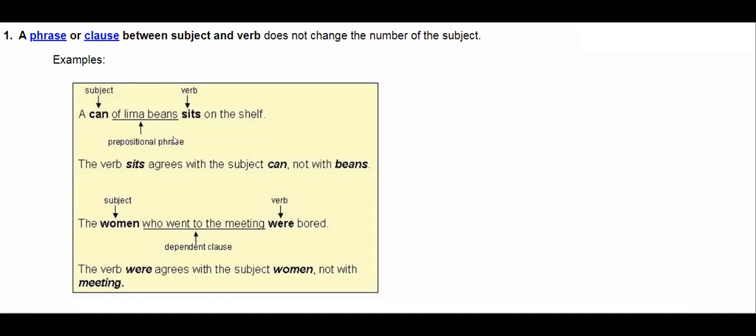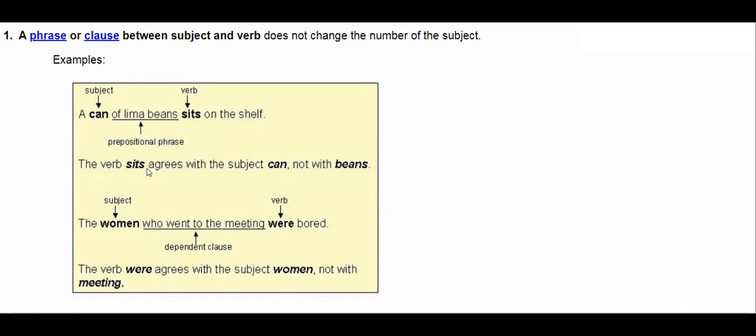This is not a prepositional phrase. This is an adjectival phrase. On the shelf is the prepositional phrase. In either case, of lima beans is the phrase which will not determine the can. Although it has a lot of beans in it, it does not mean that the can will change into plural, okay?